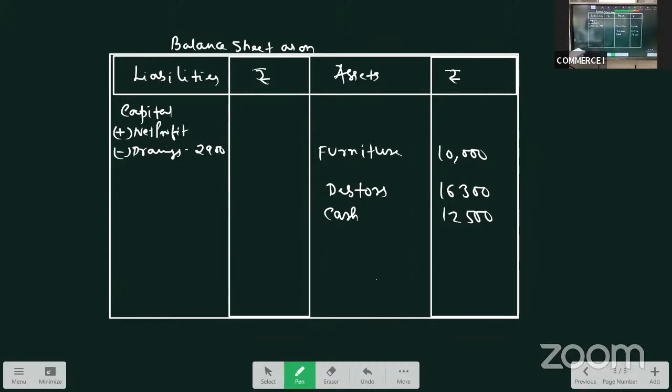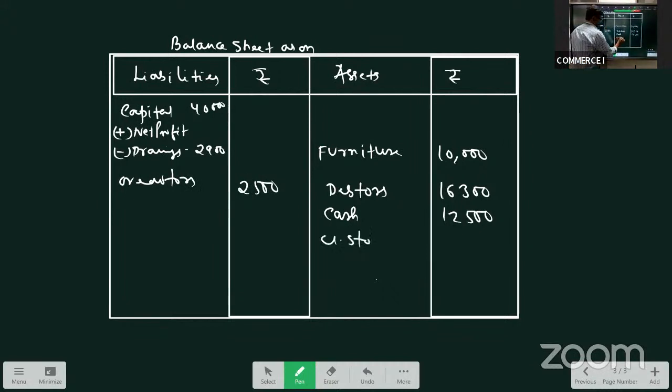Okay. Cash, furniture, purchase, opening stock, rent, insurance, wages, discount, oil. Then capital is 40,000. Creditors. Creditors are given as 2,500. Okay. Then closing stock we should take.